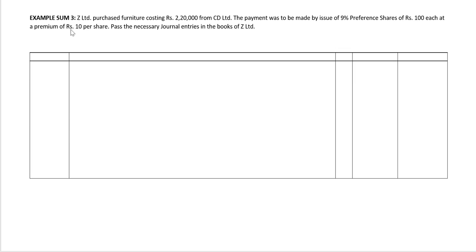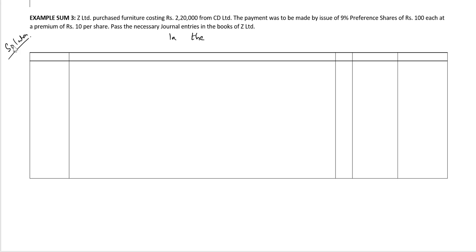Example sum 3. Z Limited purchased furniture costing rupees 2,20,000 from CD Limited. The payment was to be made by issue of 9% preference shares of rupees 100 each at a premium of rupees 10 per share. Pass the necessary journal entries in the books of Z Limited. So let's go ahead with the solution.